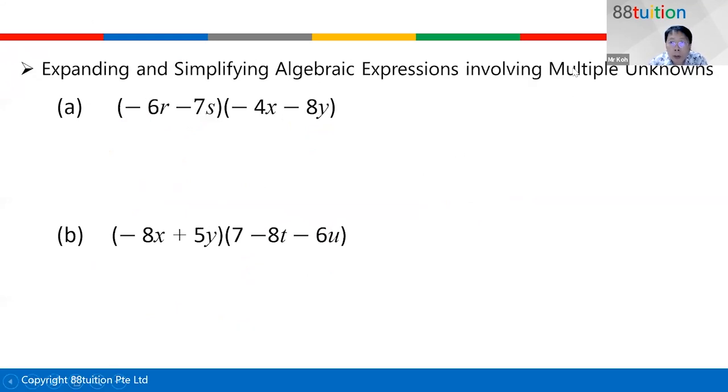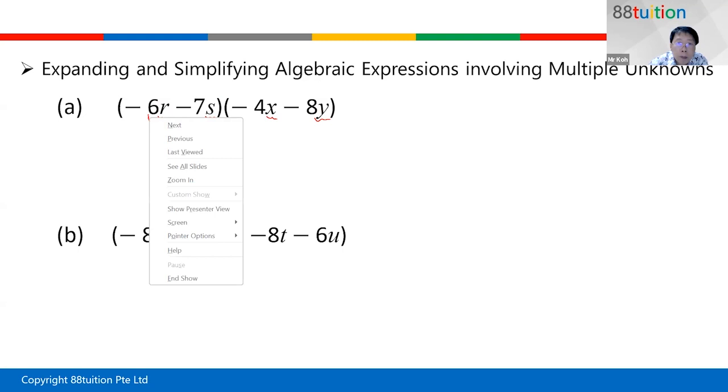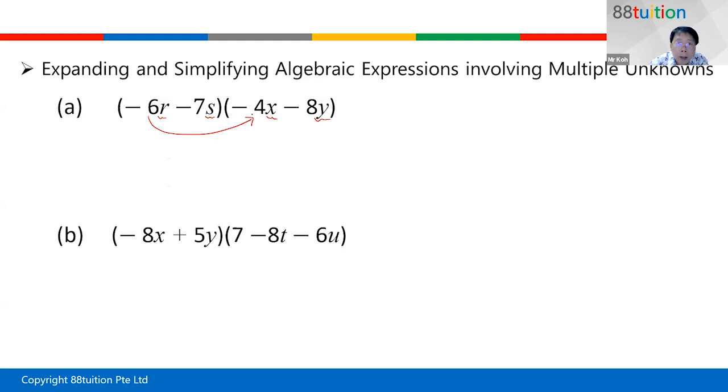Okay. Now, the next one is expanding and simplifying algebraic expressions involving multiple unknowns. Now, what's the meaning of multiple unknowns? Okay, multiple unknowns, you have R, you have S, you have X, you have Y. Now, the expansion is the same, so I'm going to just draw the arrow again. So the first one multiplied by this. So that means I'm going to tell you minus 6R multiplied by minus 4X. Okay, this is what happened.